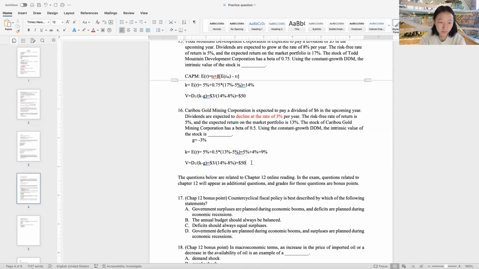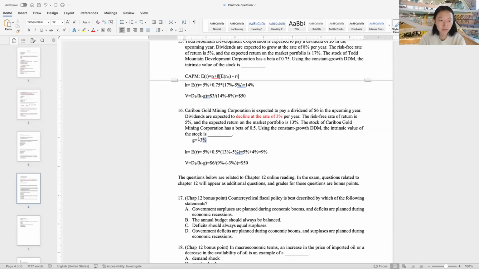And then the D1 here is $6, divided by k, 9%, minus negative 3%. And that equals $50.